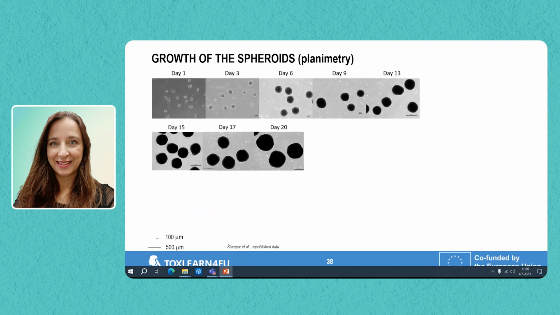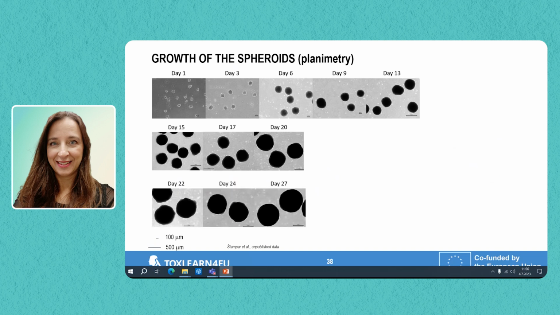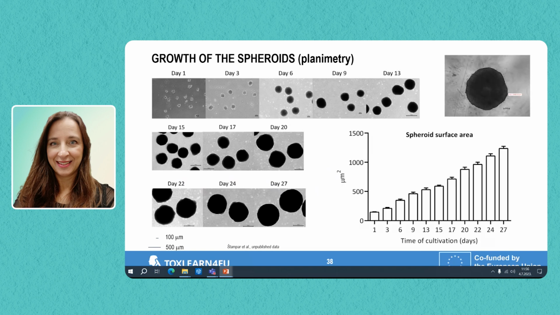So here you see we monitored what is happening from day 1 up to day 27. And you really see that these spheroids grow nicely. The spheroids are the same shape, the same size approximately at the end. And after 27 days, really the images tell by themselves that they grow, and even more, we could leave the spheroids.